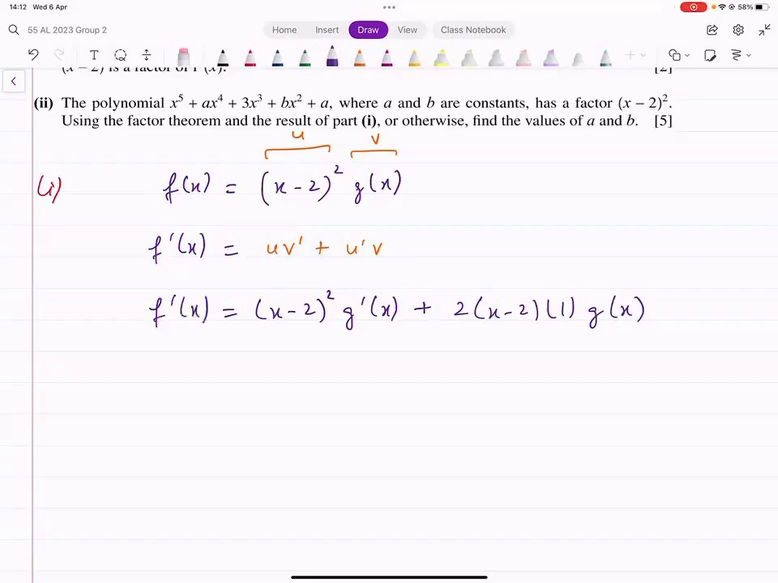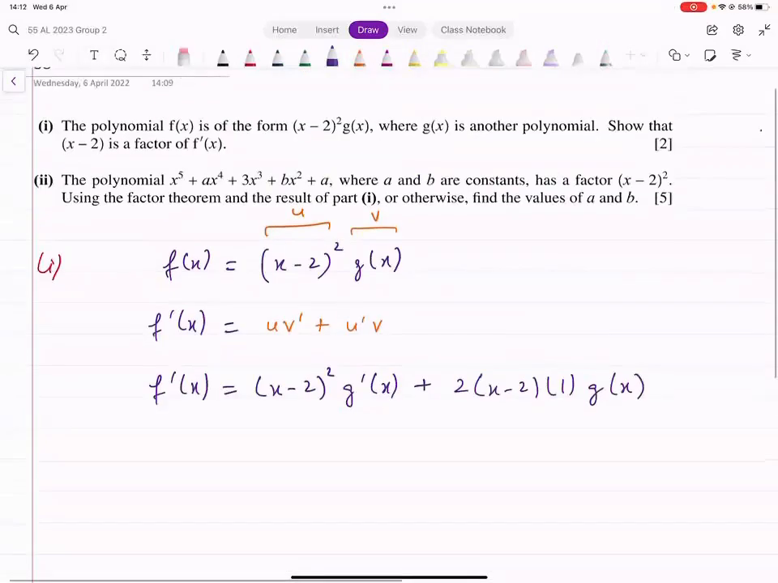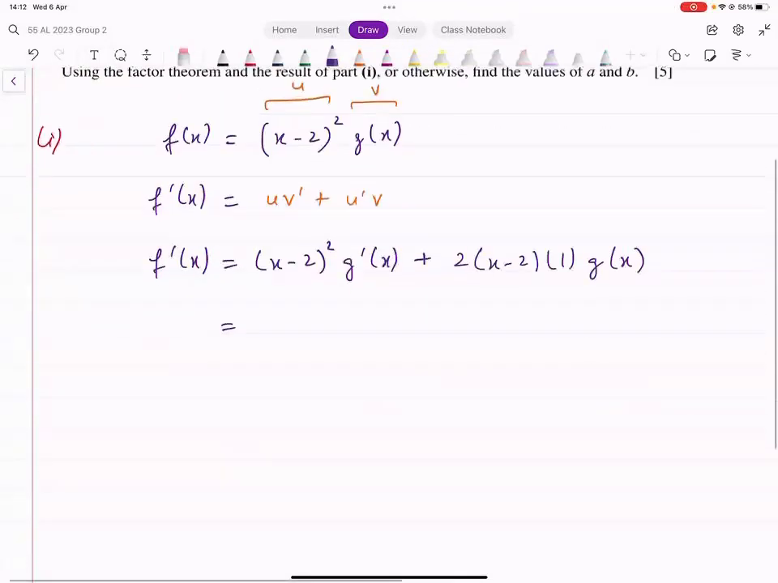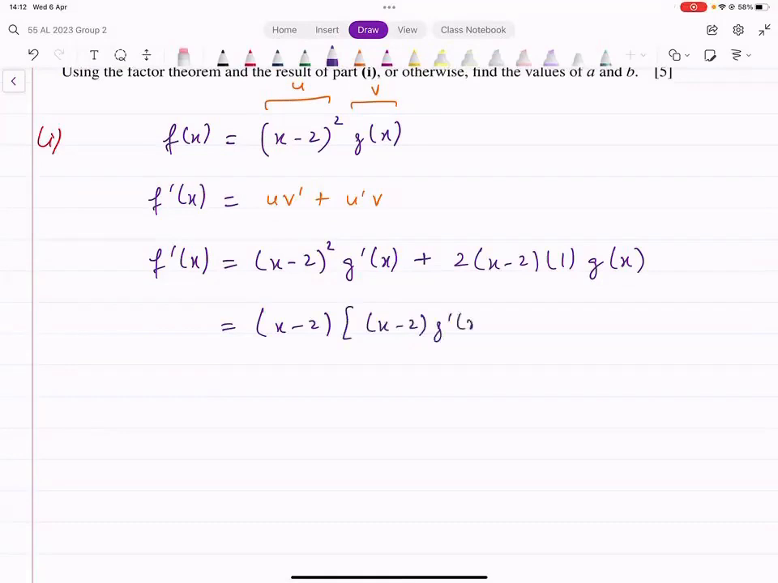This is f dash of x. ये आपके पास f dash of x का derivative. Now we have to show that x minus 2 is a factor of this derivative. How do we show that? x minus 2 common ले लें. x minus 2 common ले लिया तो आपके पास आ गया x minus 2 into g dash of x inside plus 2g of x. तो ये आपका f dash के अंदर ये फैक्टर बन गया, and that's what we had to show.